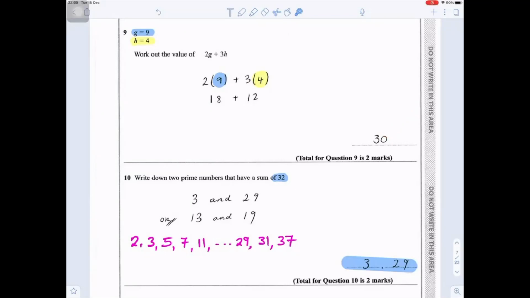Question number 10. Write down 2 prime numbers that have a sum of 32. Now you have to know what a prime number is. It has only 2 factors, 1 and itself. So you can list all the prime numbers, but you can look at it this way. List the first 5 prime numbers: 2, 3, 5, 7, 11.